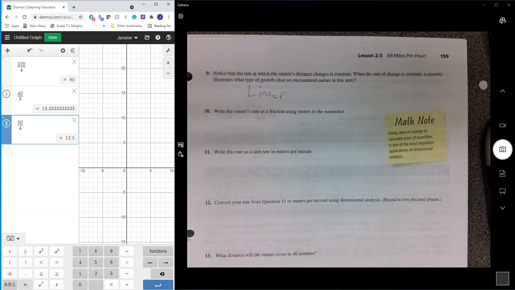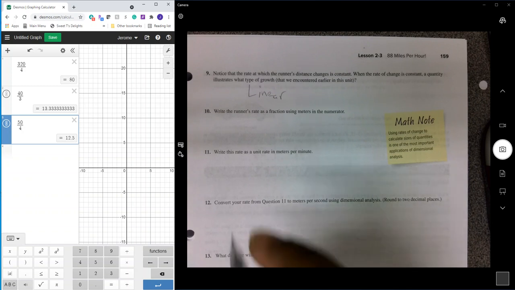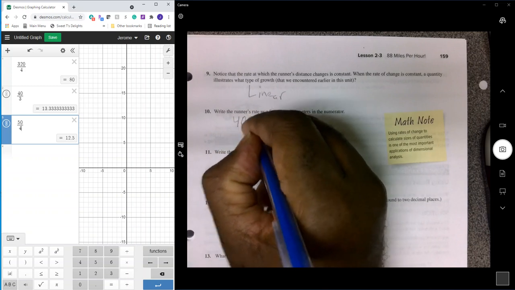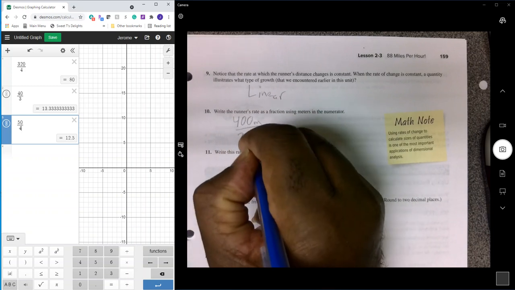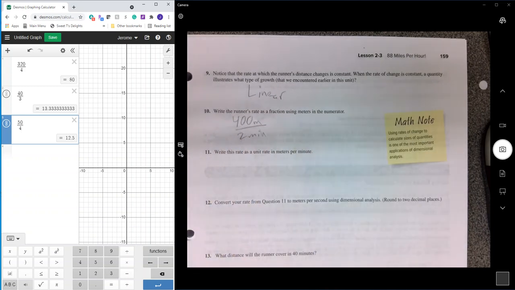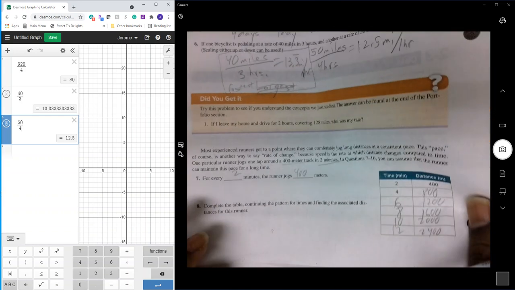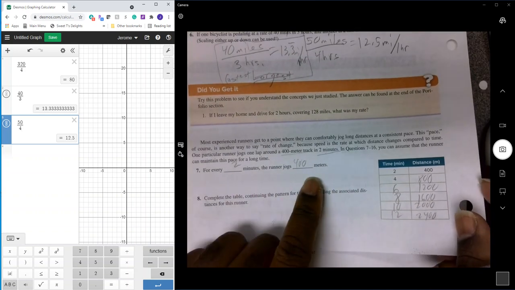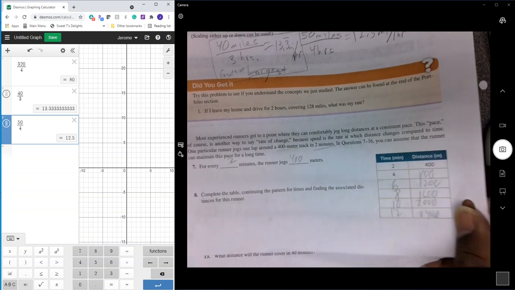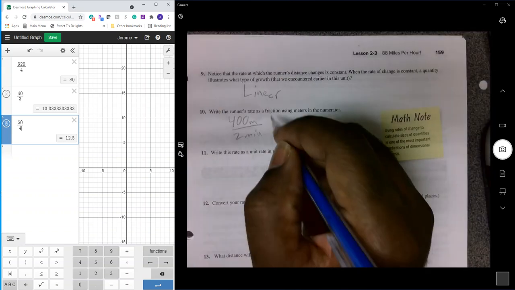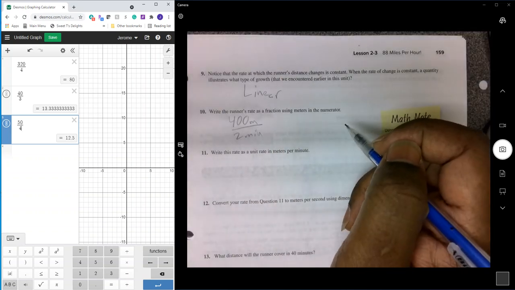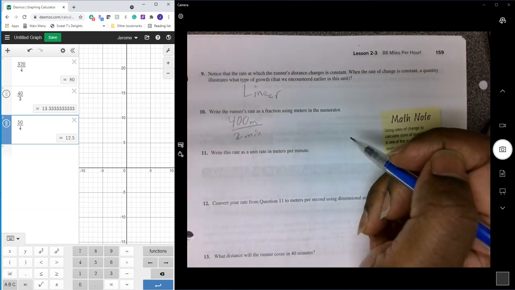It says write the runner's rate as a fraction using meters in the numerator. So remember, it's 400 meters for every 2 minutes. And that was done in problem number 8. For every 2 minutes, 400 meters, and they wanted meters in the numerator. So this is the runner's rate here.